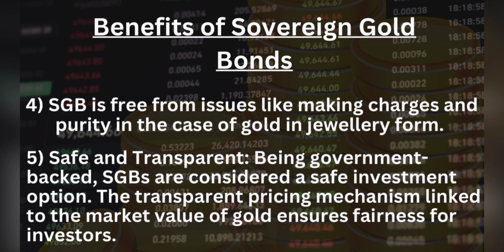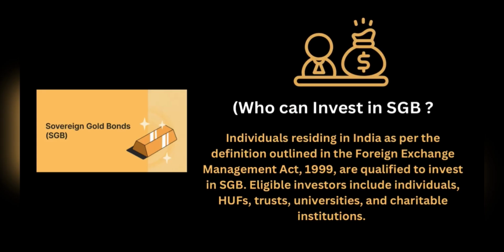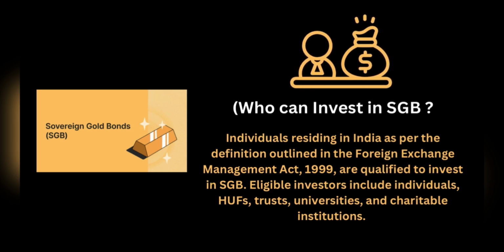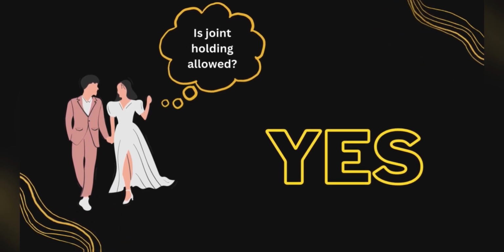The transparent pricing system, tied to the gold market's value, guarantees fairness for investors. Individuals, HUFs, that is Hindu undivided families, trusts, universities, and charitable institutions are amongst eligible investors to invest in SGB, as defined by the Foreign Exchange Management Act, 1999. Two or more eligible people can be named as co-owners of the same SGBs.